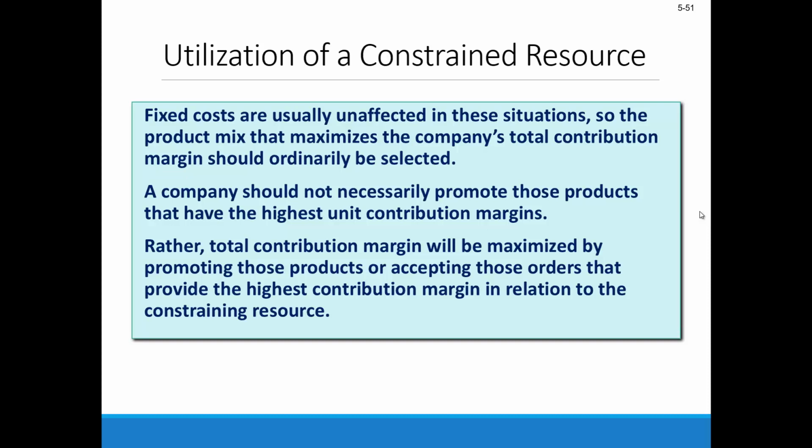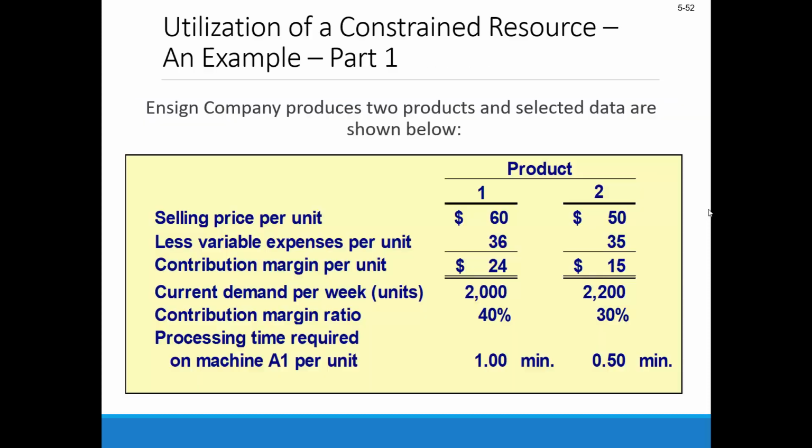So if our limited resource is direct labor, like people touching things to put them together, then we want to make sure we're focused on producing the products that make the best use of that labor. They generate the highest contribution margin per labor hour, for example. So let's look at an example here.